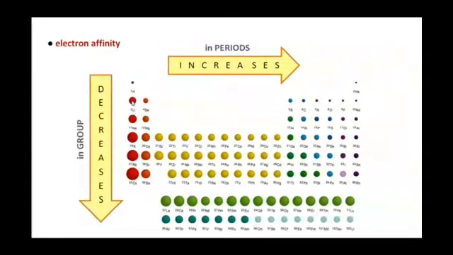Along the groups, top to bottom, electron affinity decreases. The reason is the distance between the nucleus and the valence electrons increases.